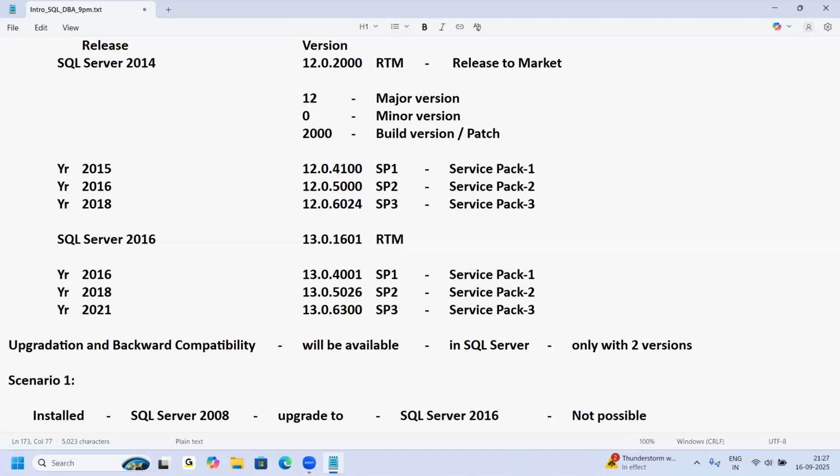Why? Because from 2008 to 2016, the 2016 becomes the third version, which is not possible, because you can upgrade only to two versions. You cannot go with three versions. After 2008, you have 2012, 2014, 2016. That is not allowed.